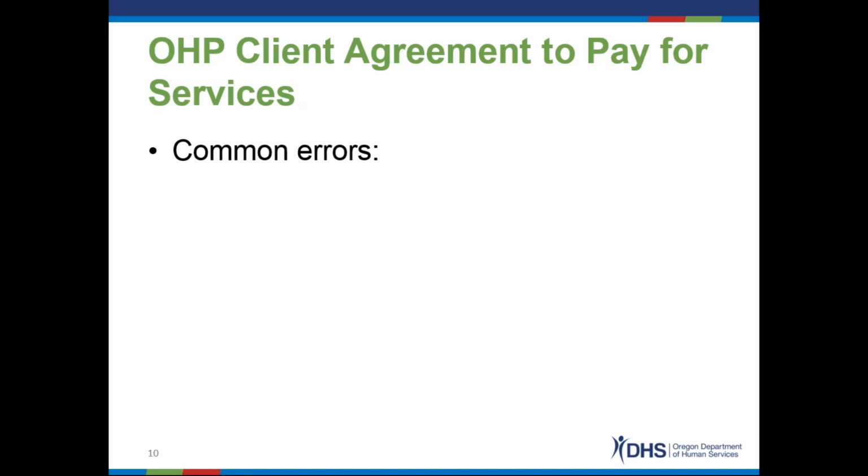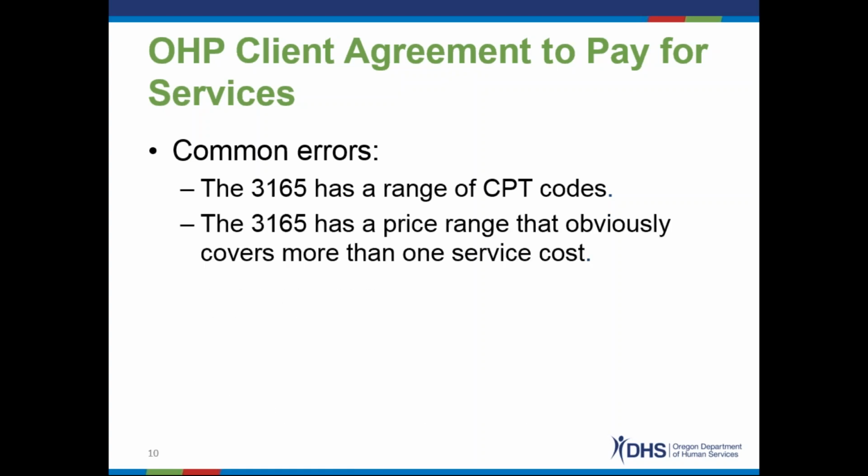So some other common errors that we do see is that the 3165 has a range of CPT codes. Again, it is the provider's responsibility to determine what services they're delivering that are not covered by OHP, so they do need to provide specific CPT codes. We also see that the 3165 has a price range that is clearly much higher than what one service would cost.